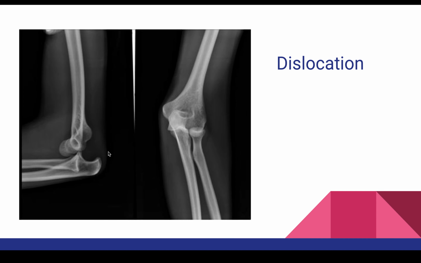A dislocation, like I said, this is actually the humerus, and here's the olecranon, and this is quite clearly a displaced humerus. You can see the articulating surface of the humerus and the articulating surface of the olecranon. They are far from each other. There's a space, there's a dislocation.